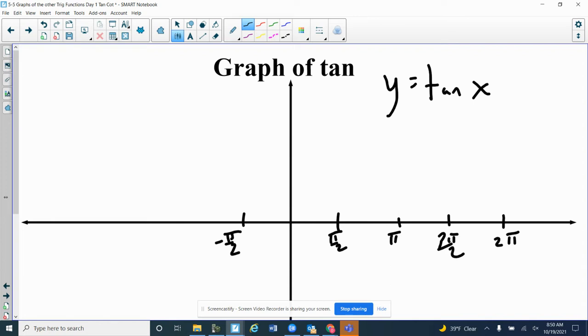Plug in your calculator tangent of 0. Let's go through some values. Tangent of 0. What is it? 0. Now remember, y over x, that would be 0 over 1, so that would be equal to 0. Plug in the tangent of pi over 2.